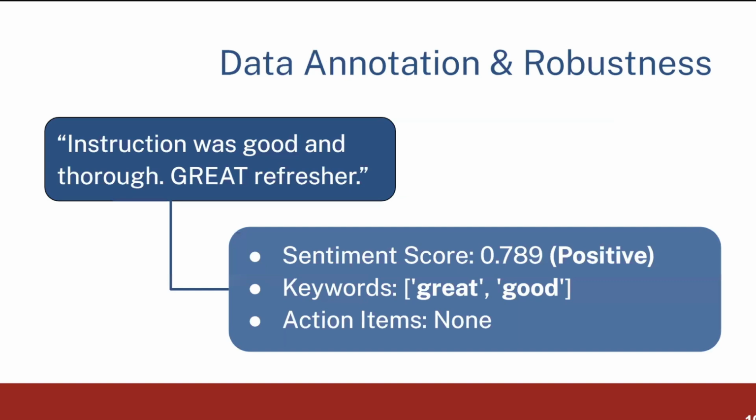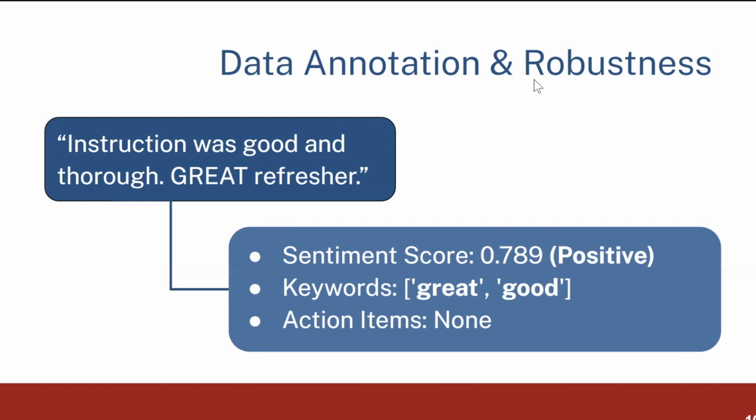So the Python pipeline allows us to annotate the data to better understand what each entry is. So it adds a sentiment score, keywords, and action items for each row in the data. So an example would be, instruction was good and thorough, great refresher. And this would yield a positive sentiment score. So it gives both a numerical score and a label. Keywords, great and good. And this one doesn't have a particular action item.